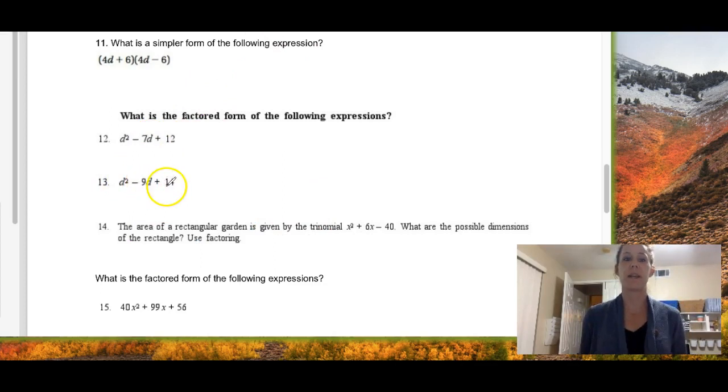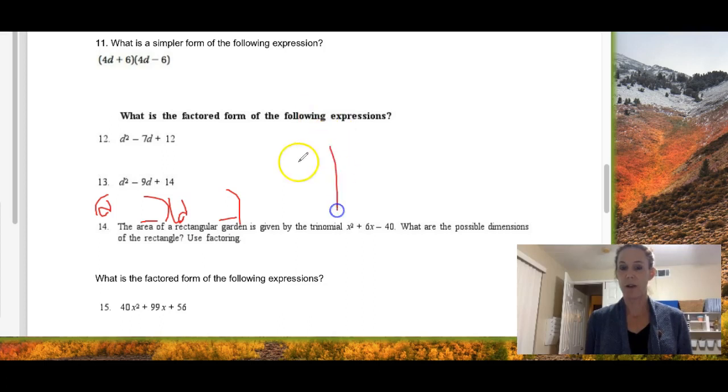D squared minus 9d plus 14. Once again, same process. You know your first term, you're going to factor it down. This times this makes your first term, so you go a d and a d. Your last term, the factors of it go here. So we need to figure out the factors of 14 that will add up to be negative 9.